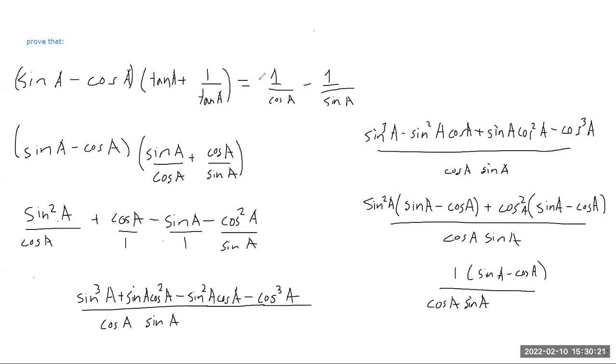All right, no problem. Here's one more to do. It says prove that 1 over one plus sine x plus 1 over one minus sine x equals 2 over cos square x.